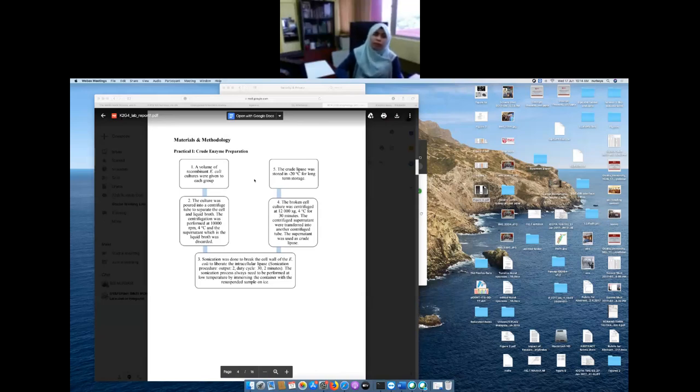Okay. In our case, last time we extract the sample from E. coli, and inside this E. coli, basically we are looking for lipase enzyme. Okay, lipase is an enzyme. So we want to measure is there any active lipase activity inside the E. coli. So what happened? We break the cell. What method have we used? Okay, we use sonication method.